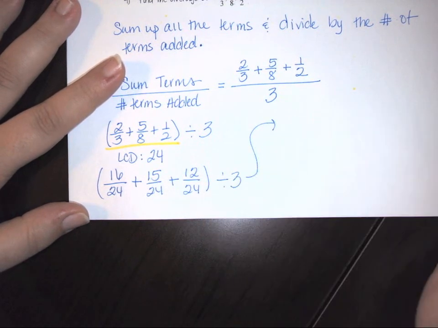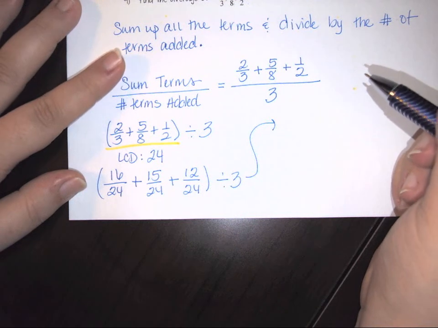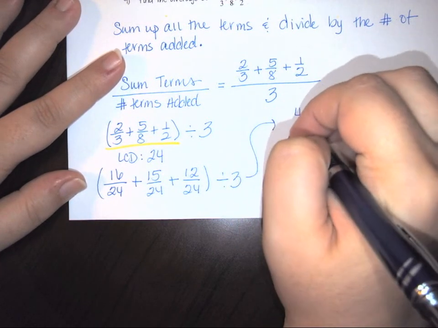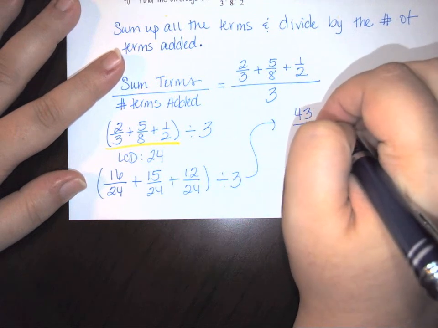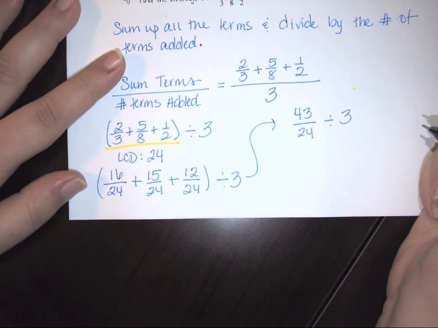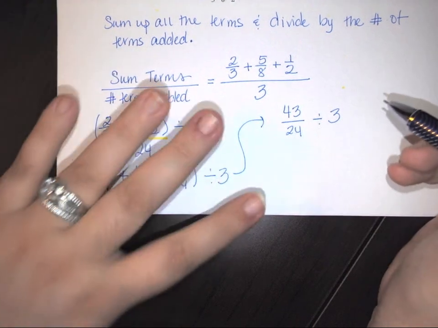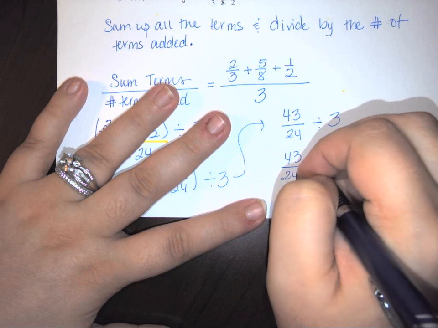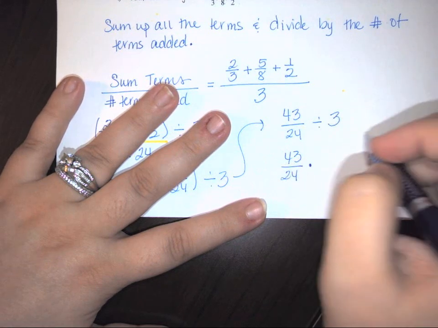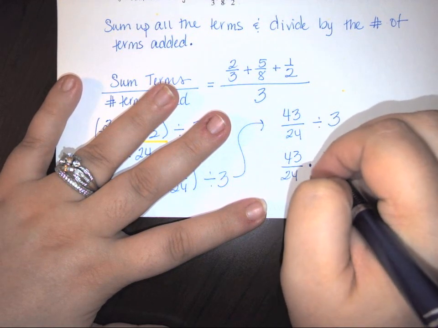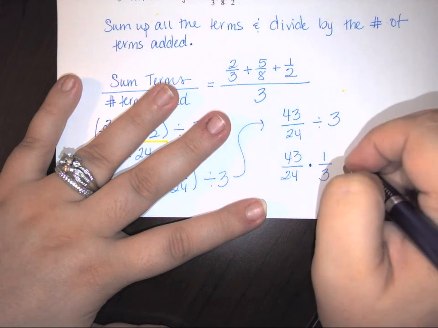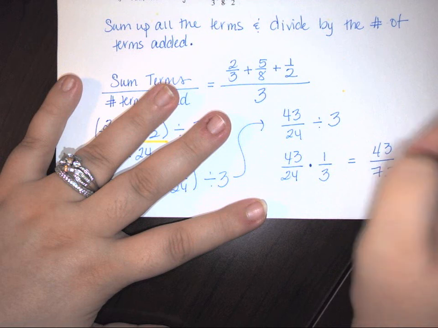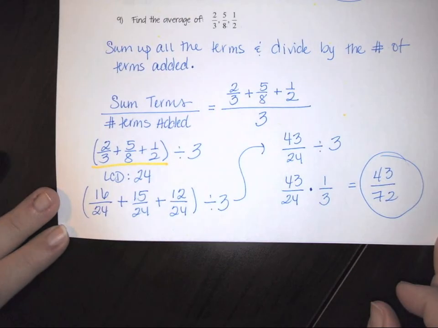So let's take this up to here. 16 plus 15 plus 12 gives you 43 divided by 24, and this whole thing is divided by 3. So I'm going to keep the first, 43 over my 24. I'm going to multiply by the reciprocal of the number, 1 over 3. And in this case, this is going to give me 43 over 72.